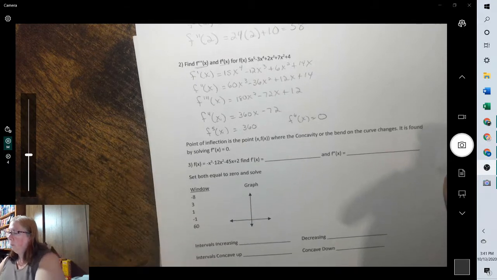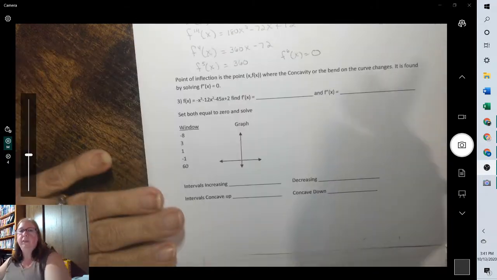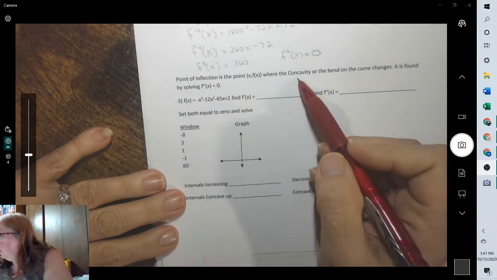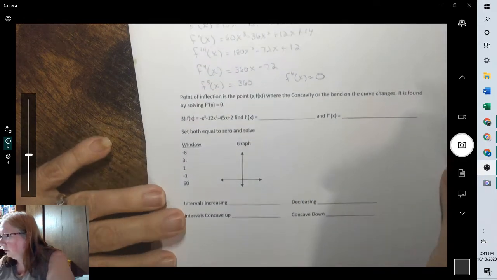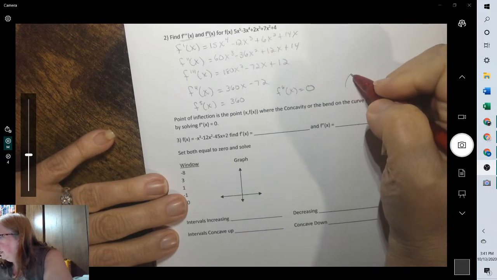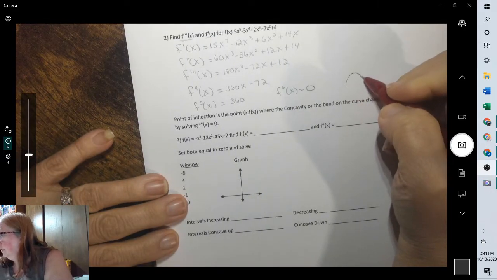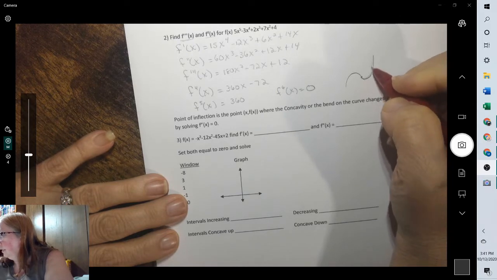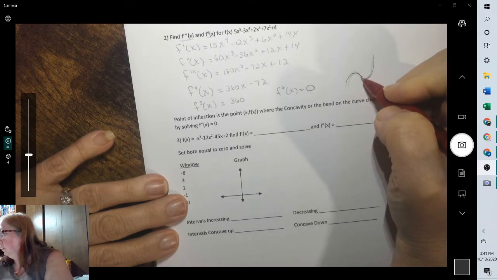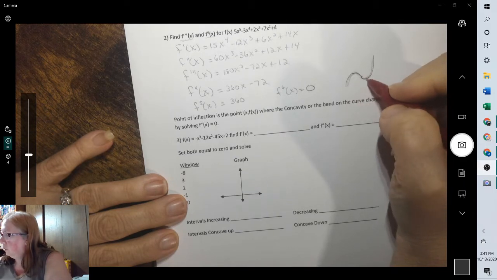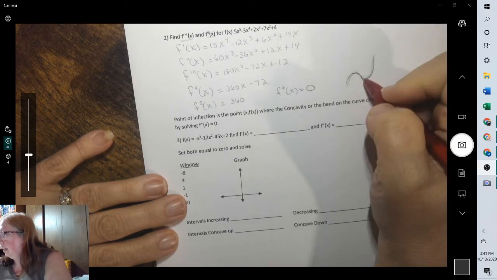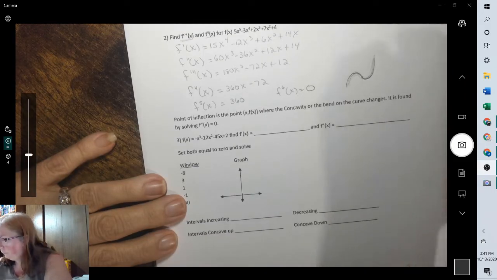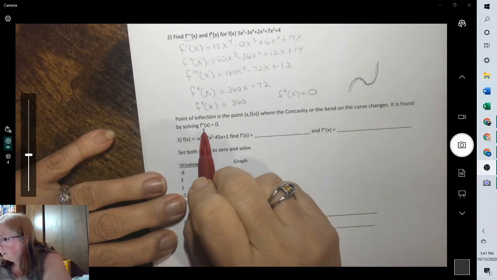Okay. Why is the second derivative important? Well, the second derivative finds the point of inflection. The point of inflection is where concavity of the curve changes. So if it's bending this way, down, but then at this point here, it starts bending up, that's where your concavity changes, the bend of the curve. So this is concave down, this is concave up. Down has a frown, if that helps you remember it. So that's from the second derivative.